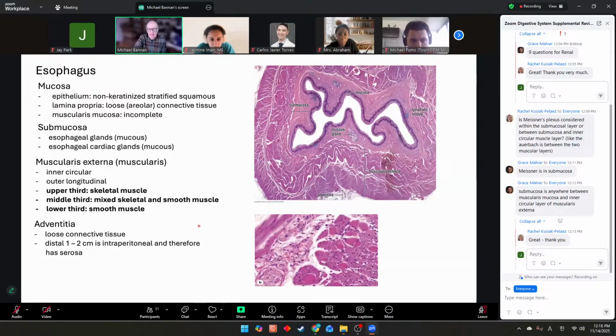One wrinkle about the adventitia and the serosa is that at the very distal end of the esophagus, it pokes through the diaphragm at the crura, and then it acquires a little bit of a surface of peritoneal covering. So the very most distal part of the esophagus, like 1 or 2 centimeters, is actually intraperitoneal and therefore has a serosa. Okay?